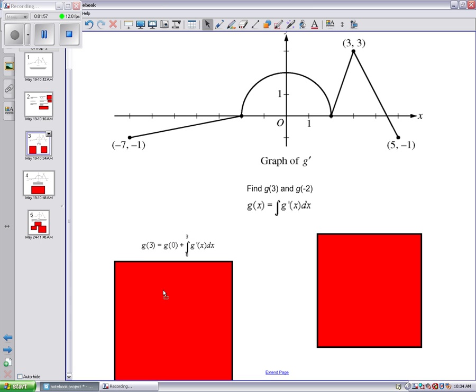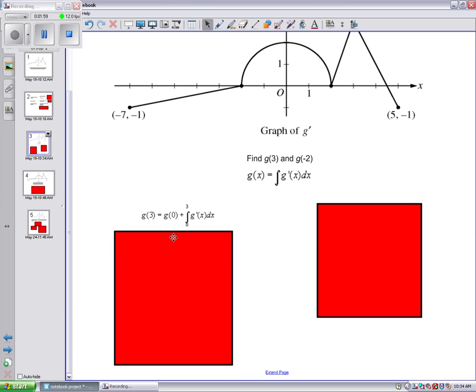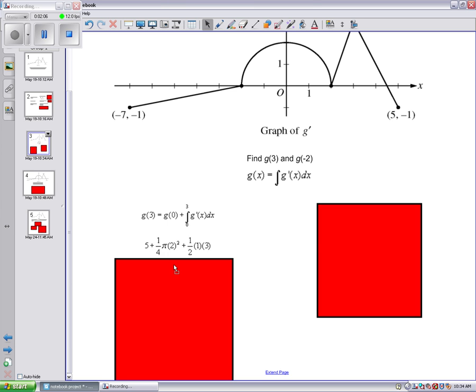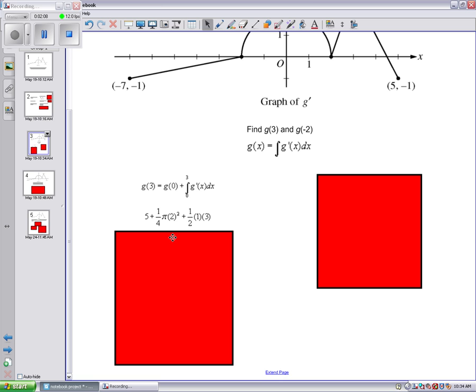The equation for a quarter of a circle is 1/4 pi radius squared, and the area for a triangle is 1/2 base times height. The radius of the circle is 2, the base of the triangle is 1, and the height of the triangle is 3. When we plug these numbers into our equations, we get an area of pi plus 3/2.